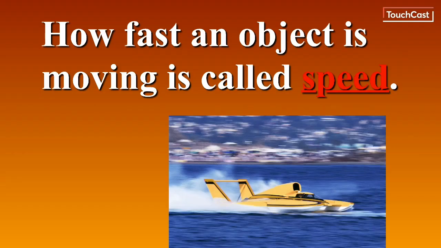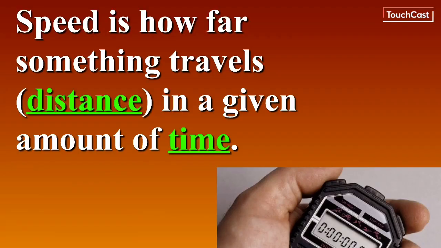Our first essential question asks us, how does one identify the speed of an object? Well, how fast an object is moving is called speed. So whatever this water contraption is, it is going so many miles per hour or so many meters per second. So that is its speed. Next, it also says that speed is how far something travels, which is your distance, in a given amount of time. So speed is distance over time.